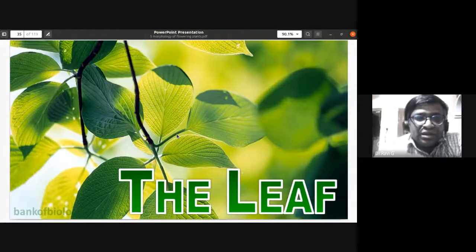You can notice the leaf which is green in color. They are arising from the nodal region. And you can notice here the venation pattern also. They are exhibiting reticulate venation.